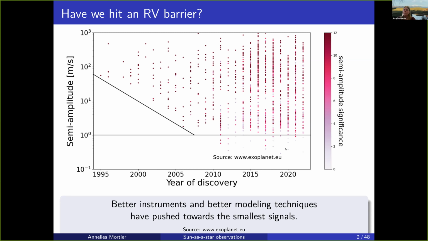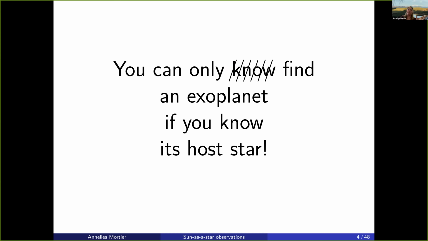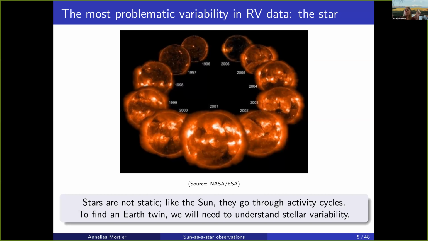You do see that a couple of these points dip below that line, but the color is the significance of the semi-amplitude, and you all know what that means, of course. That is partly because some of the instruments do not reach that precision, but several of our instruments should be able to dip below that line and aren't. It's really because you can only know your exoplanet if you know its host star. But in a way, it's also that you can only find your exoplanet if you know your host star. And this is because of the stellar variability, as you all very well know.